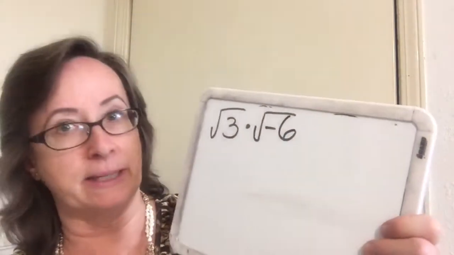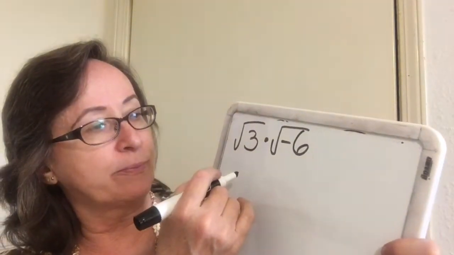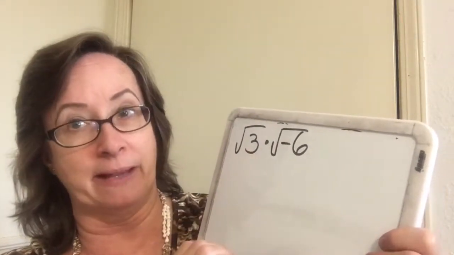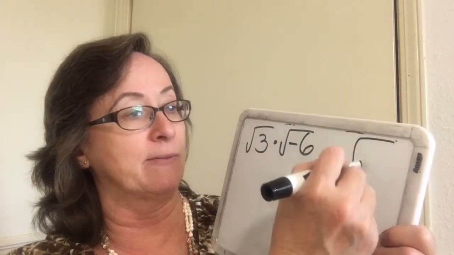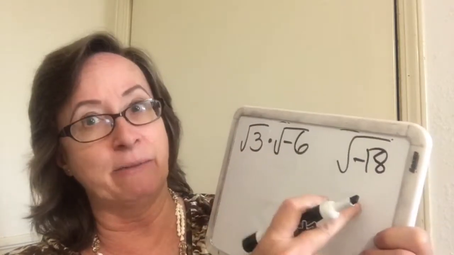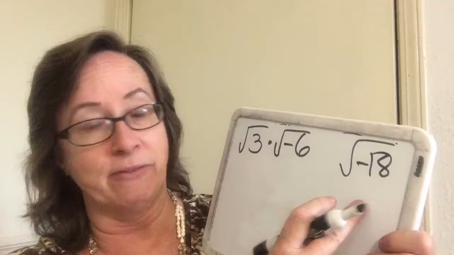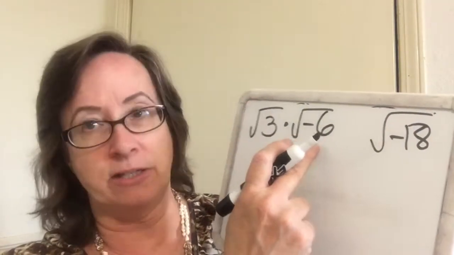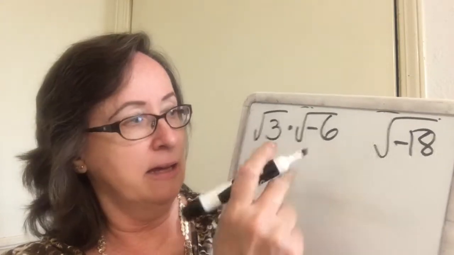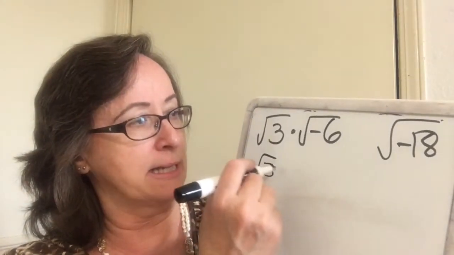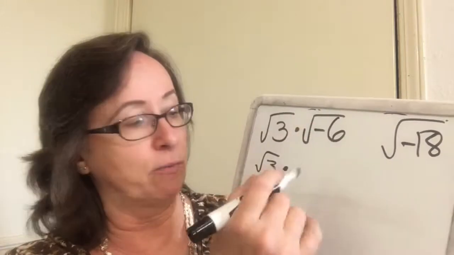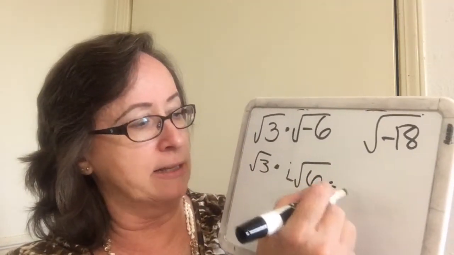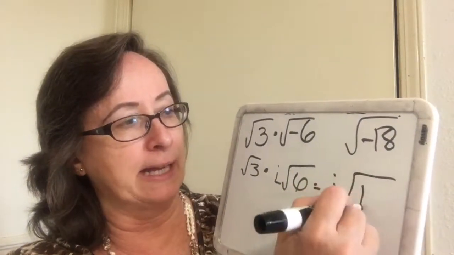All right, so on this one, I would actually get the right answer if I went ahead and multiplied them together, because I would get the square root of a negative 18, and then I would have to simplify that, and it would have an i in it, okay? Or I can go ahead and turn this one into an i, and I'd say square root of 3 times the square root of negative 1 is going to pull out, and then I'll just have the square root of 6, which is i square root of 18.